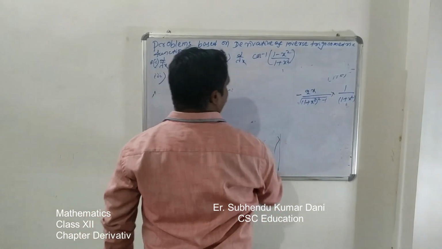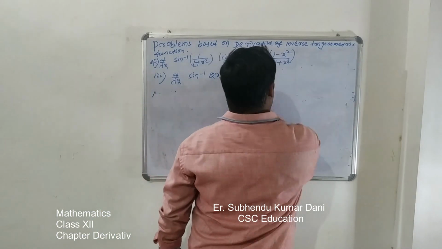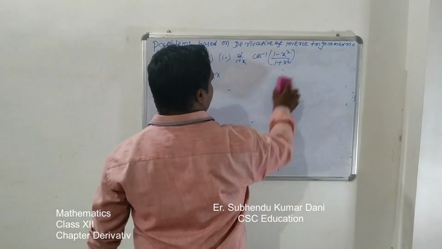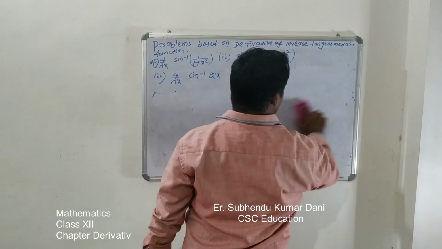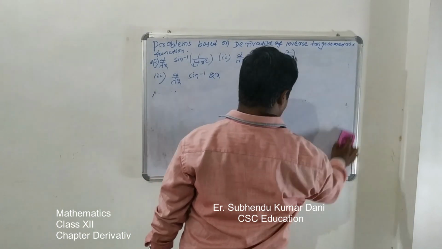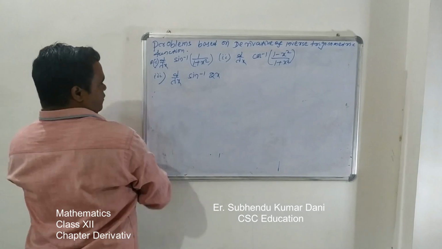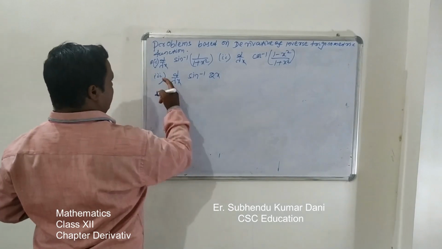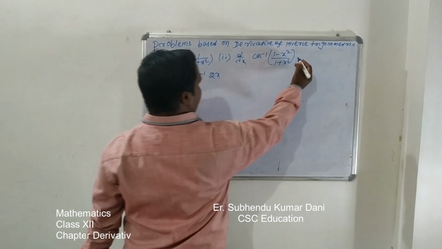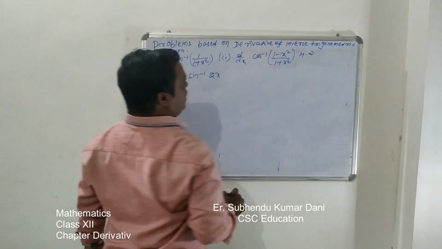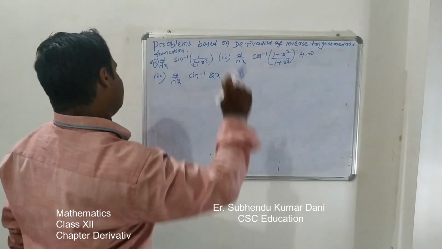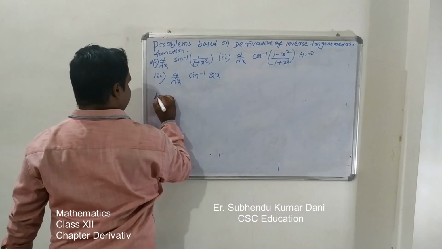In this way, we find the second one, the derivative of cos inverse of 1 minus x square divided by 1 plus x square. Okay. So, I will come to the third question. It is your homework, or if you have any doubt, comment on my channel. Okay. Answer number 3.